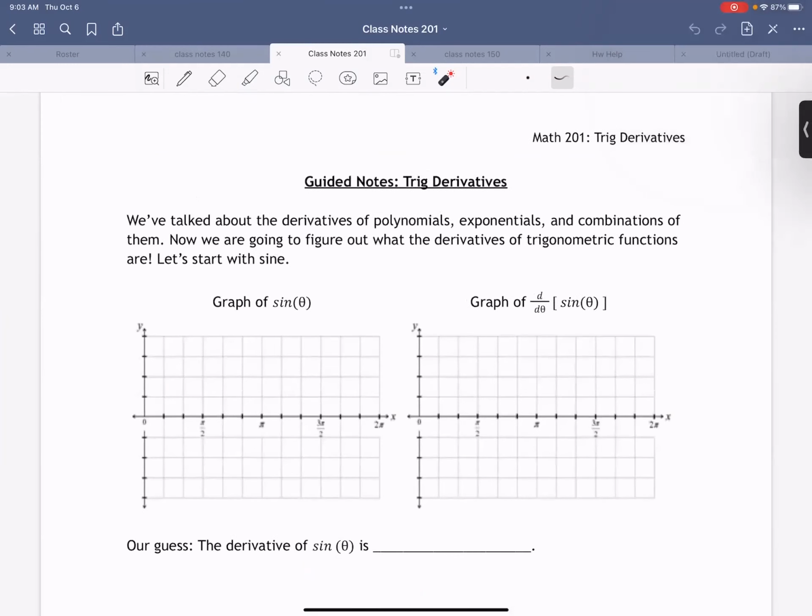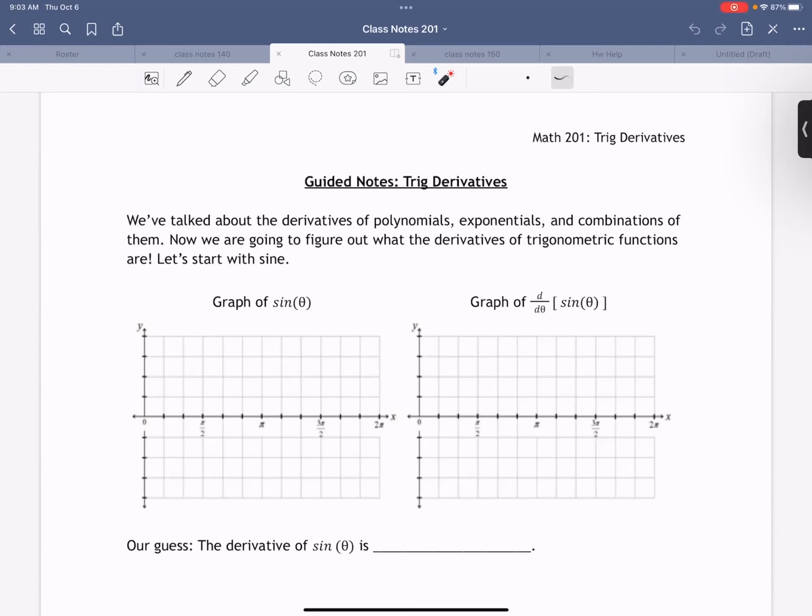All right, so we're actually going to start on some different types of derivatives. I feel like everyone kind of knew this was coming. We talked about derivatives of polynomials. We talked about derivatives of exponentials. Now we're going to start talking about derivatives of trig, okay? So the first one that I want to start out with is sine, okay?